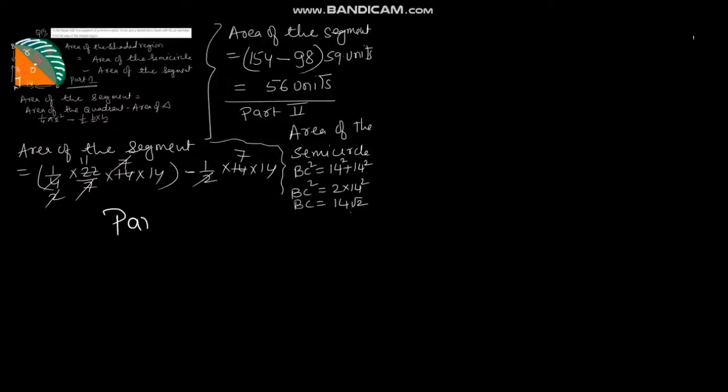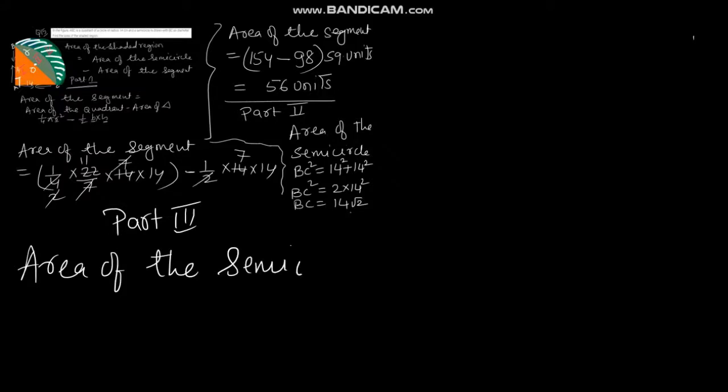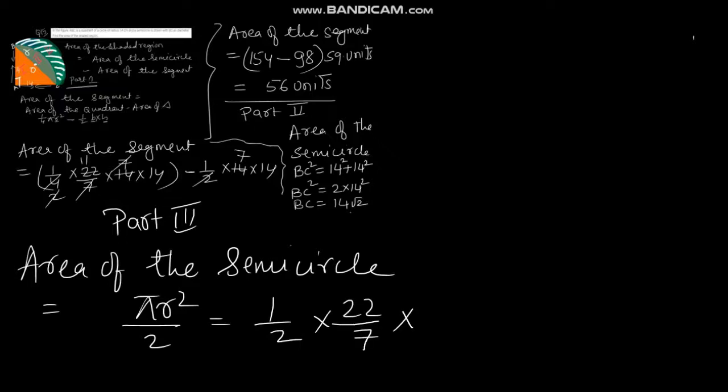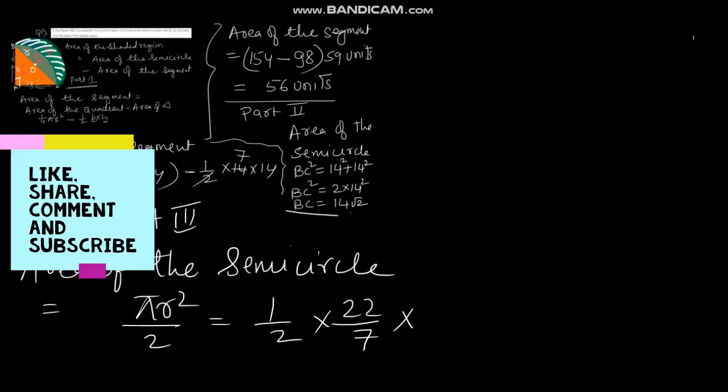Let's see part 3. In part 3, we shall find the area of the shaded region. So to find the area of the shaded region, we will first find the area of the semicircle. So what is the area of the semicircle? Area of the semicircle will be equal to pi r square by 2. So here 1 by 2 into pi is 22 by 7. And now children, how much is your r? Since BC is equal to 14 root 2, your r will become 14 root 2 by 2.